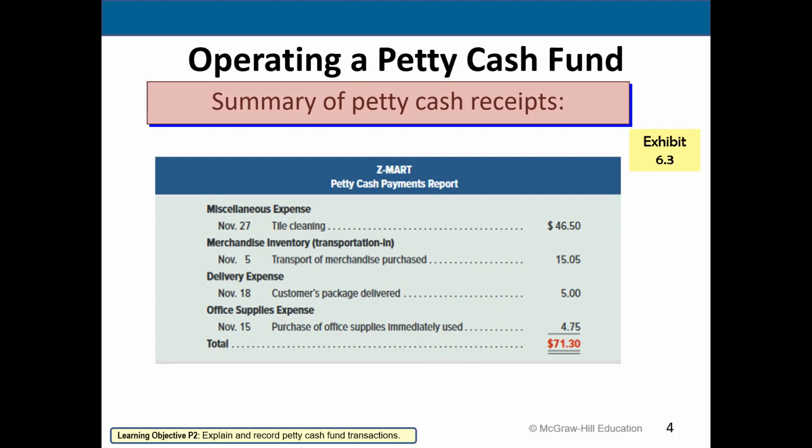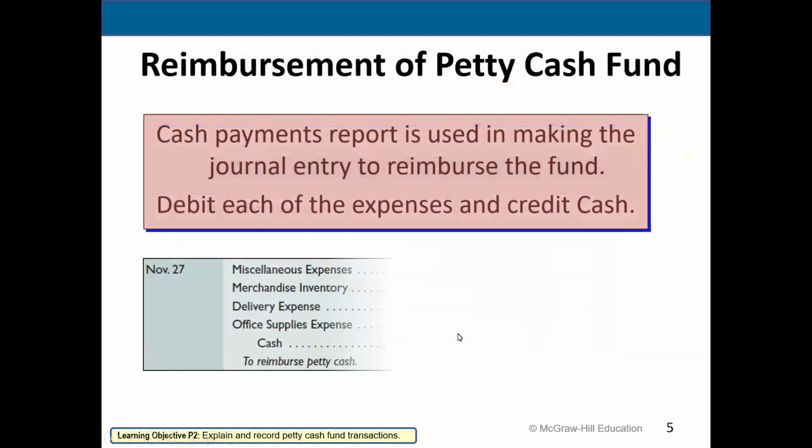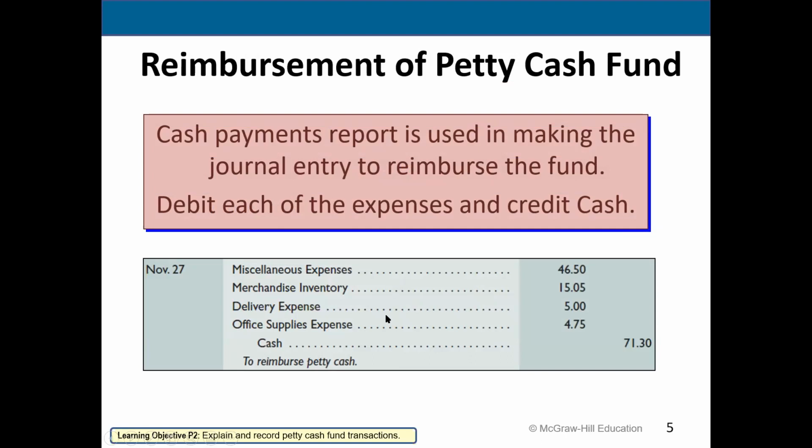So what you're going to do is you're going to add up all of these. You're going to record each one of them as an expense where it belongs. And the other side of the entry is going to be cash. So then you'll go down to the bank with another check for $71.30 made out to petty cash, and you'll replenish your fund. When you record each of these expenses, this is what your journal entry will look like.